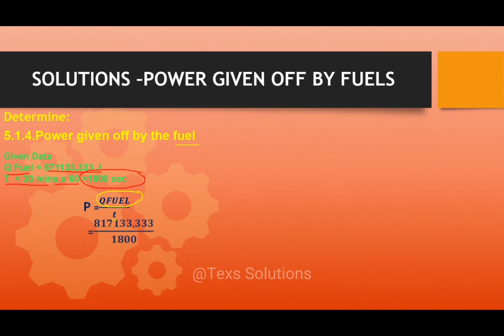So when I substitute into the formula, we now can see that the amount of heat energy given off by the fuel is 871,133.33 joules, and the time in seconds is 1,800. So the amount of power given off by the fuel is going to be 453.962 watts.